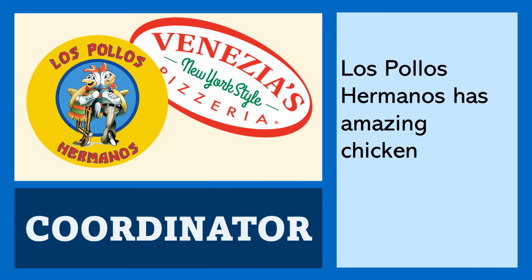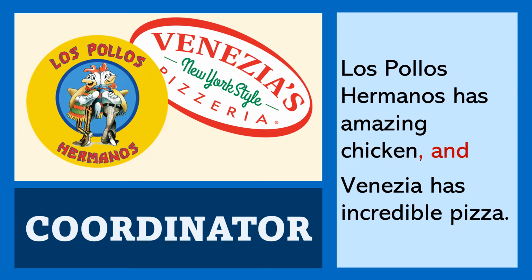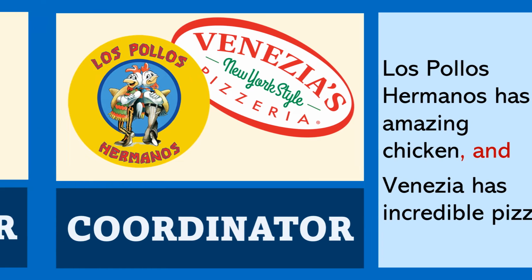All right, so we'll begin here. Los Polos Hermanos has amazing chicken, comma, and Venezia has incredible pizza. Now, in this context, we have one independent clause, Los Polos Hermanos has amazing chicken, and we close that clause out with a comma and a conjunction. In this case, comma and the word and, showing that the idea that follows is an additional, equally important idea. That is, of course, a sentence unto itself. Venezia has incredible pizza also works as a complete sentence. So now we have two independent clauses, two complete sentences that are equally important. We join them with the and, but the key thing here is we have the comma before the conjunction.